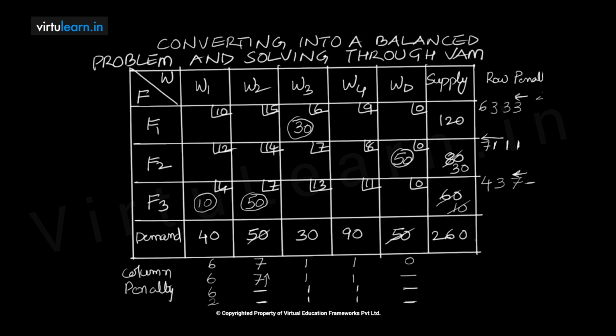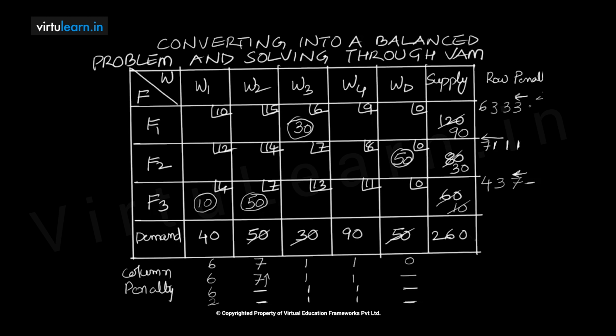30 units are allocated, and out of 120, 30 are gone, 90 are remaining. Because only it can take 30, we have allocated 30. So now this column is also over. Now W2 is satisfied, W3 is satisfied, W5 is satisfied. Now we have only W1, W4.